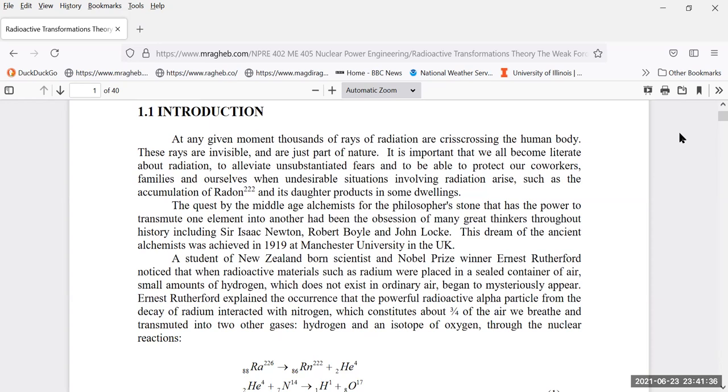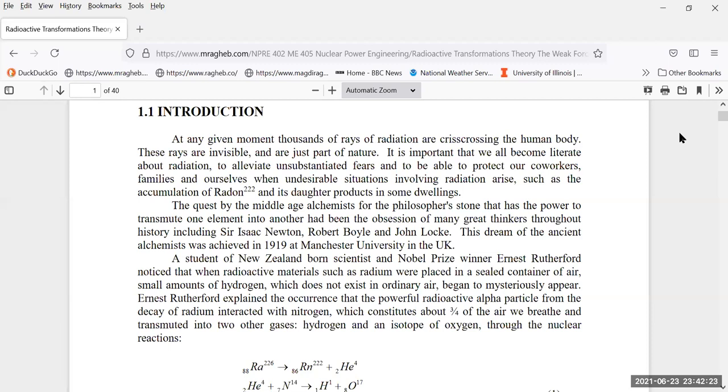In the first paragraph, I mention the quote: at any given moment, thousands of rays of radiation are crisscrossing the human body, some of them coming from the universe, some of them from our own body, some from carbon-14 in the wood in our structures, or radiation from radium and thorium in building materials if we live in brick homes, for instance. It is important that we all become literate about radiation. Now we have to survive a radiation environment. A little bit of it is how humans, animals, and plants have evolved.